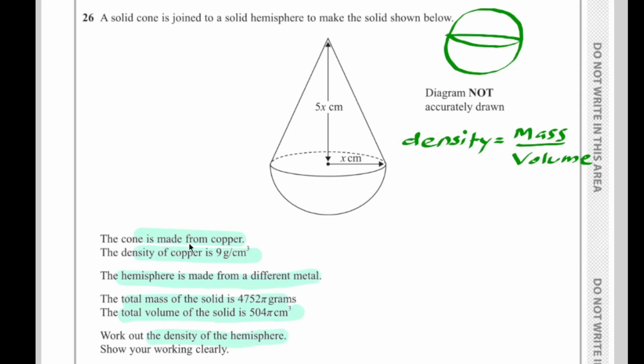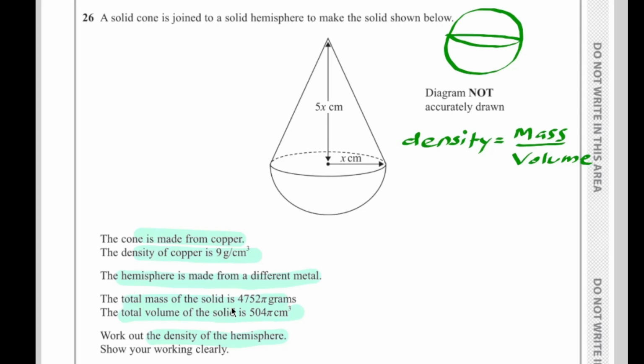The cone is made from copper. The density of copper is 9 gram per cubic centimeter. So the density of the cone is given. I know that density equals mass over volume. Then I can get the mass of the cone. Because I have the density, I can get the volume, because there is a formula for the volume. Then volume into density equals mass. Therefore, we can get the mass of the cone.